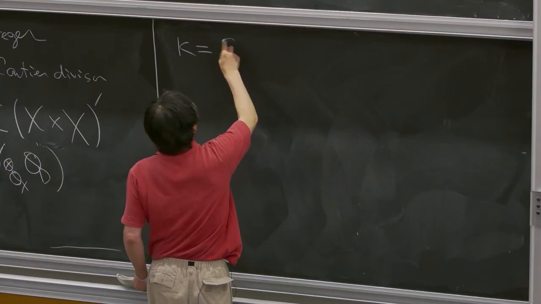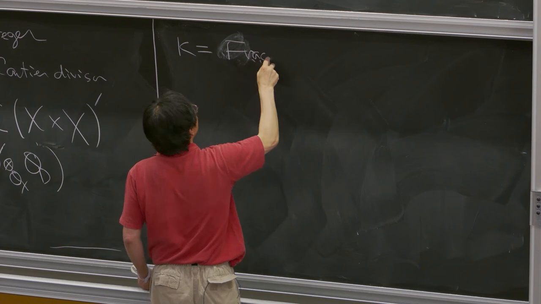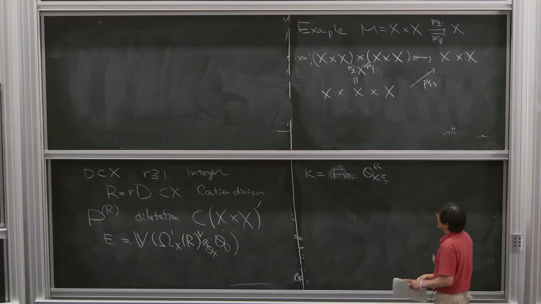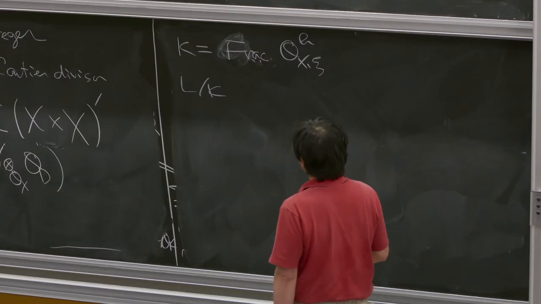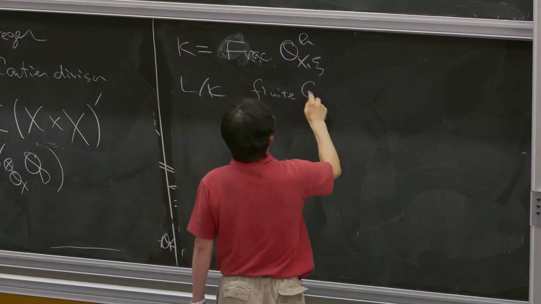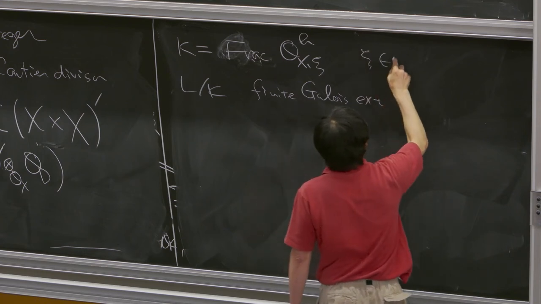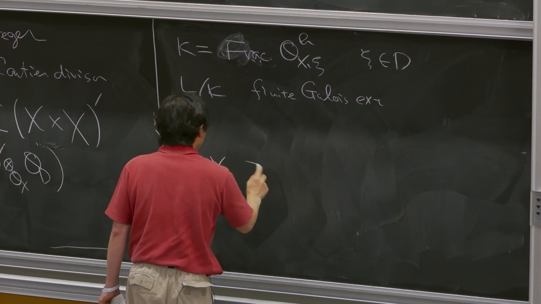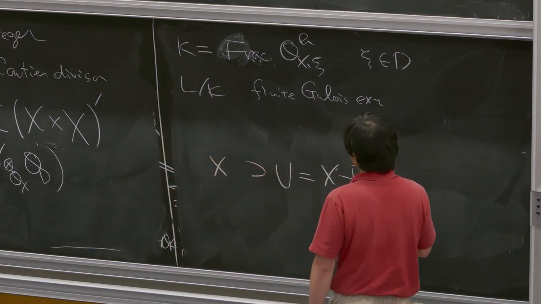Let me remind you that our K is the fraction field of the Henselian ring. We want to study finite covering, finite Galois extension. And xi is the generic point of D. So we have X, and it contains the complement of D.